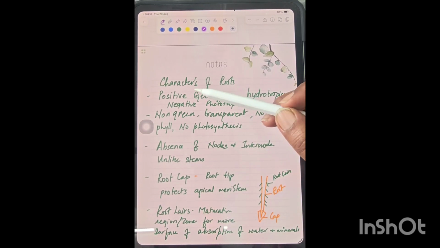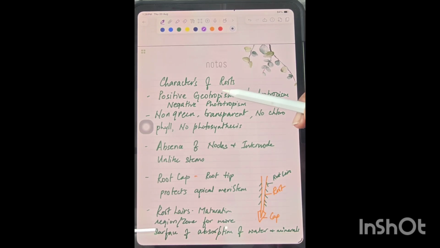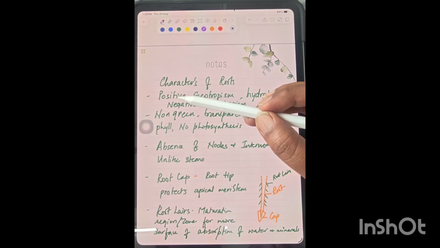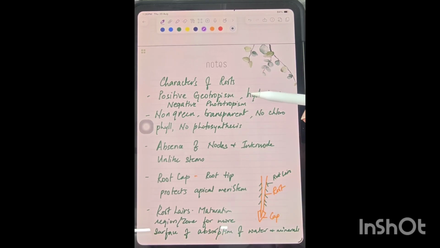So you are now well aware of the simple character of the root, that it is descending and going downwards. One of the most important characters is that it is positively geotropic. When we say positively geotropic, it means that it is attracted towards the earth.